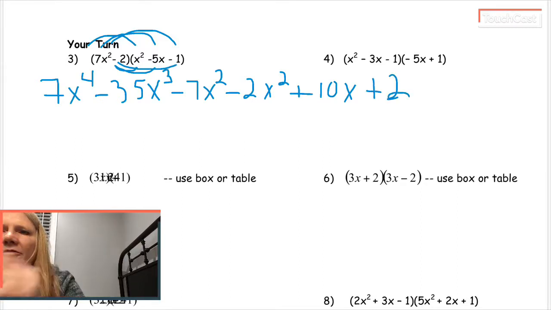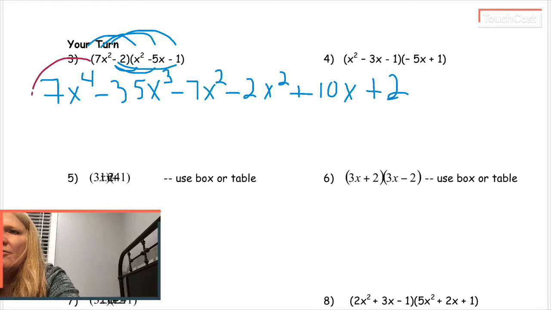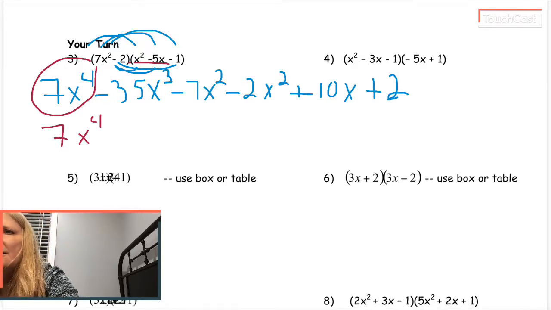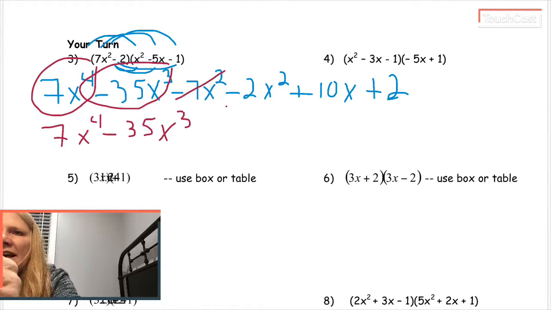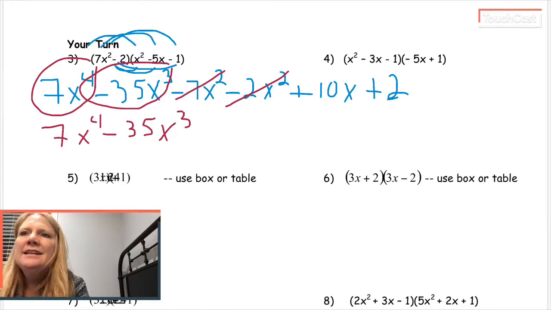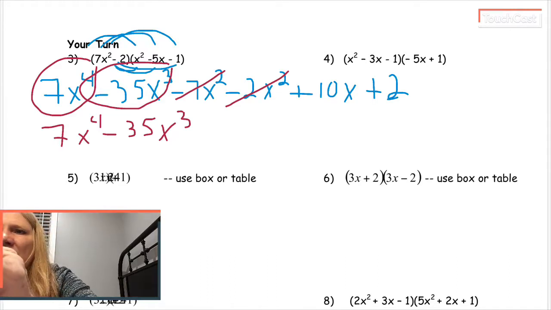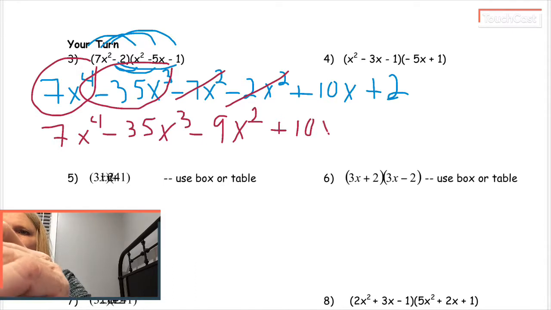Then we're going to look for like terms. We only have one that has an x to the power of 4, so we're going to bring that down. And then we only have one term that has x to the power of 3, negative 35x cubed, so we bring that down. Now we have a negative 7x squared and a negative 2x squared. So we add negative 7 and negative 2, and we get negative 9x squared. And then we just have plus 10x plus 2.